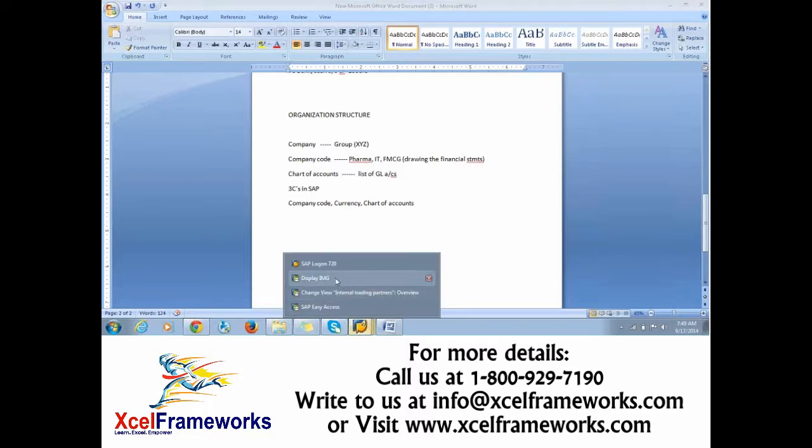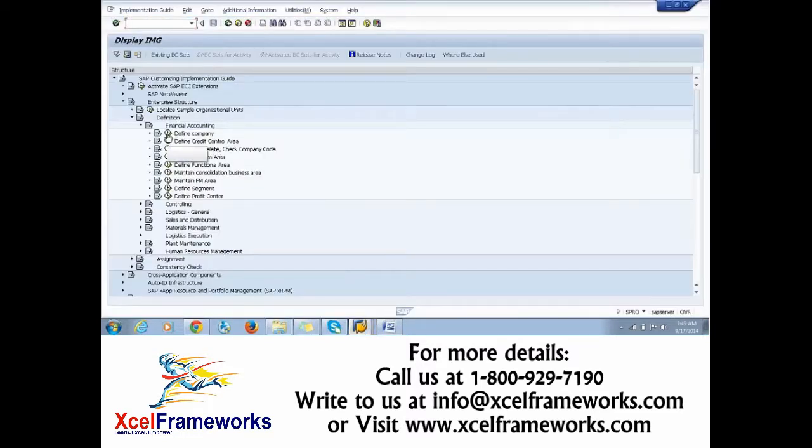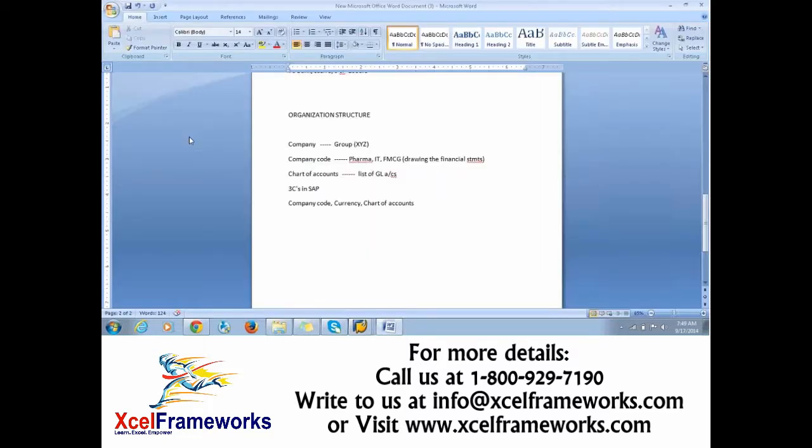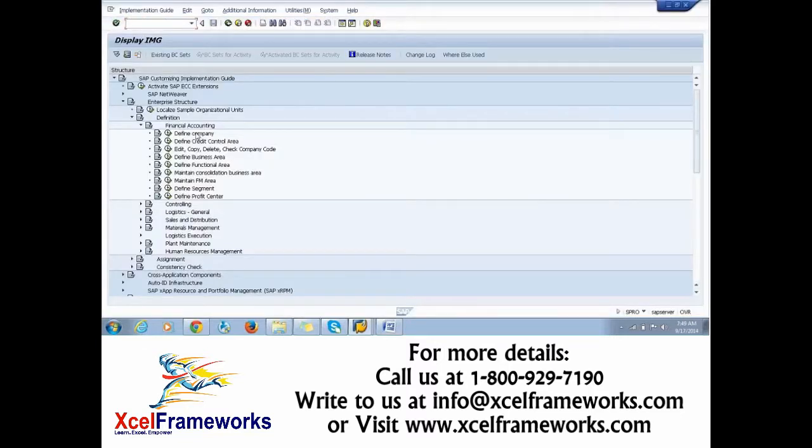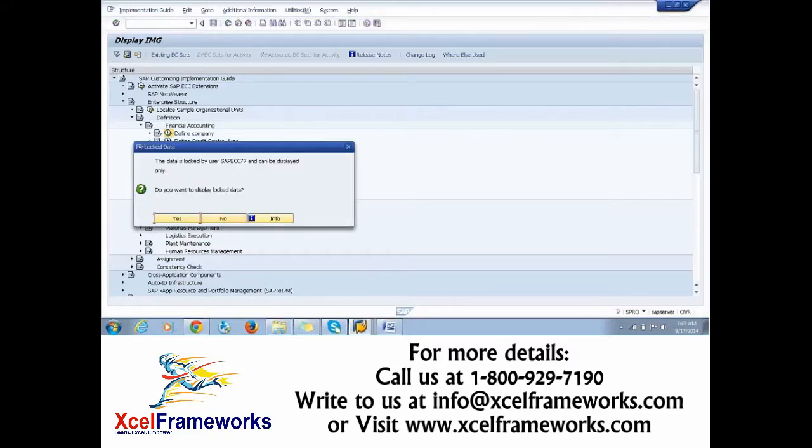So let us configure these first. Define company. As I told you, the group of companies will be termed as company in SAP. So you have to define the company first. When you define the company, it means that you are defining the group of companies, which is nothing but company in SAP. Go here. This is called navigation.